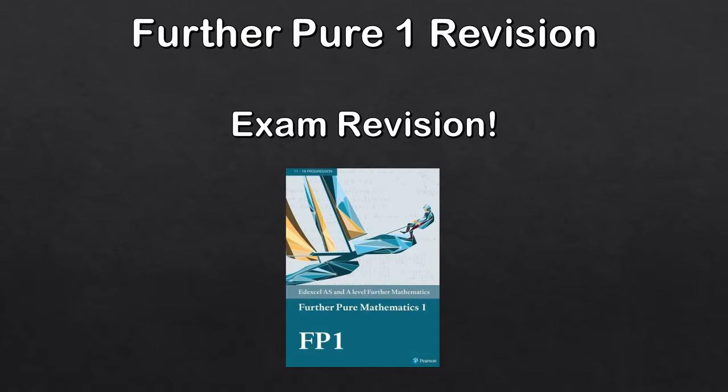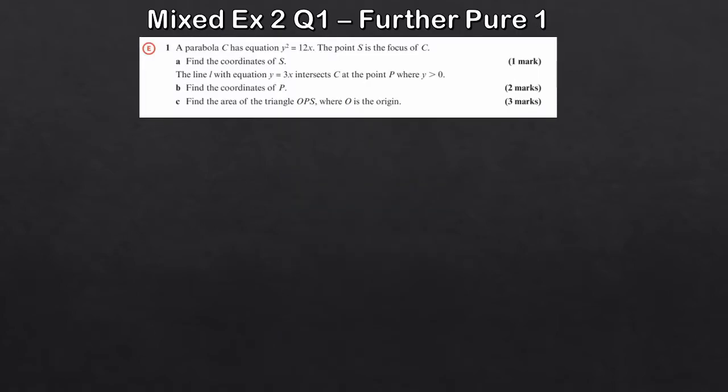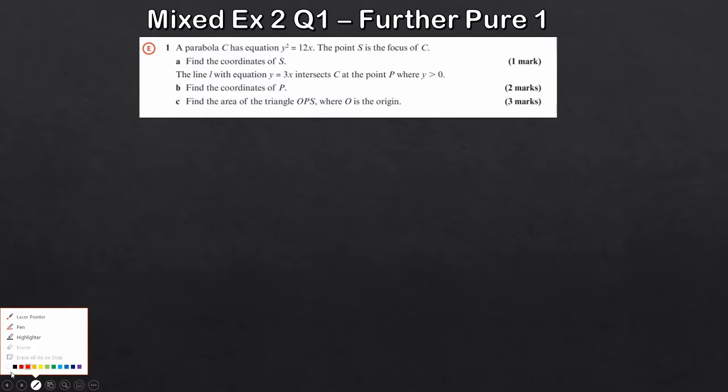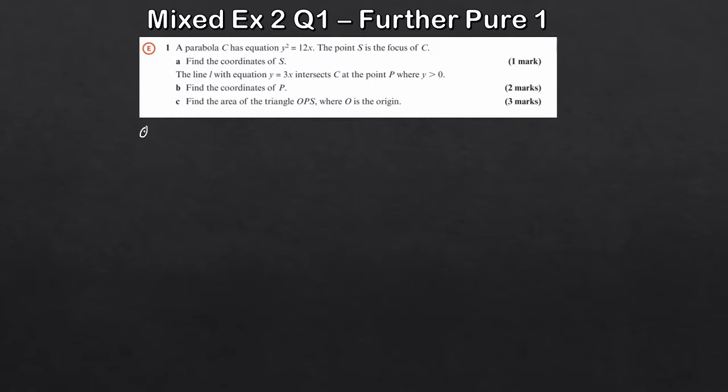We've got a mix of things. I think we start off with chapter 2 here. So we've got a parabola C with this equation y squared is equal to 12x. We're told the point S is the focus, so we just want to find the coordinates of S to start off with, for 1 mark. The whole of this question overall is quite a nice introduction. Let's have a look at this one.